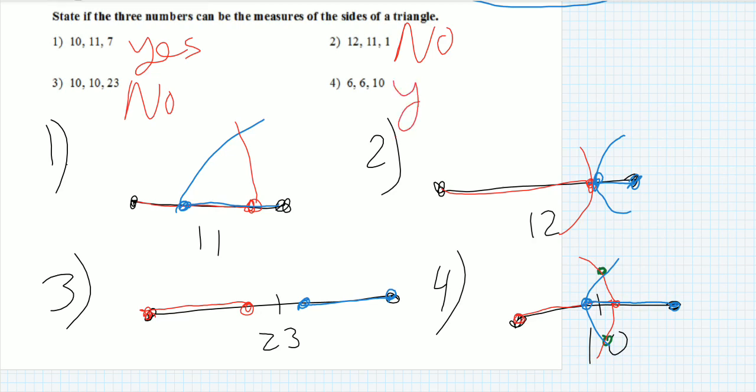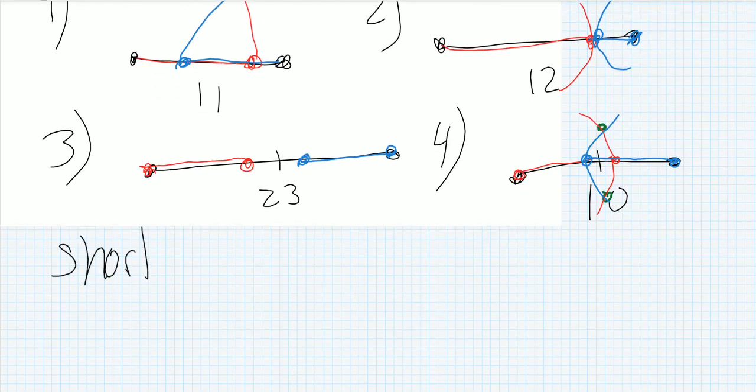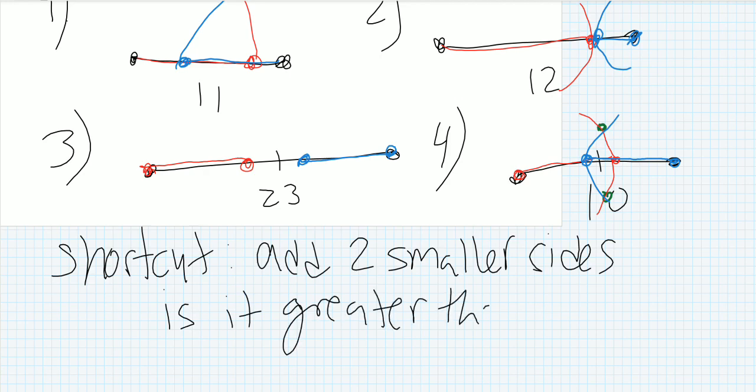Okay, so what's the shortcut? The way I like to see it is always the 2 smaller sides. That's the only thing I look at every single time. So the shortcut, in case you don't like drawing the pictures. I like drawing the pictures because it just makes sense. For the shortcut, you're basically going to add the 2 smaller sides, and then all you're going to see is, is it greater than the third side? Or the largest side, basically, the side you didn't decide to add.